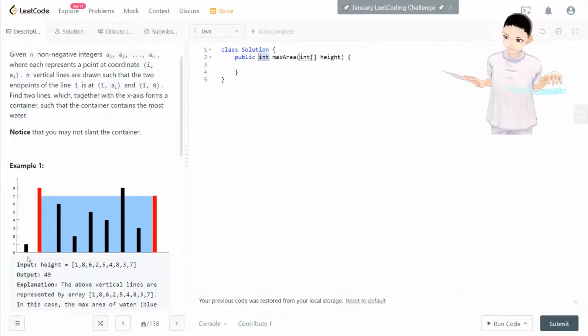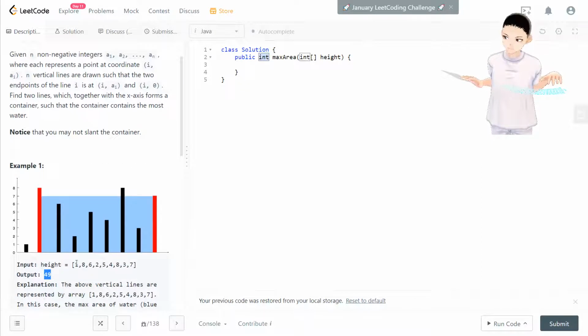Another example: ignore everything between the first and the last column, and we just assume there is nothing between. The water they can trap from here to here, the distance is 8, and the maximum height they can reach is 1. So 8 times 1, the water they can trap here will be 8, which is much smaller than 49, because 49 is the maximum.